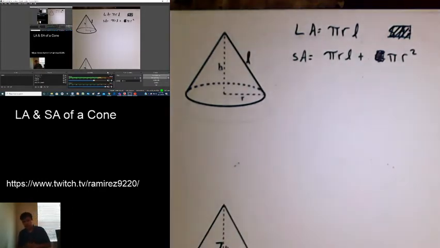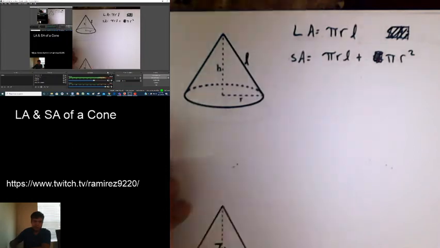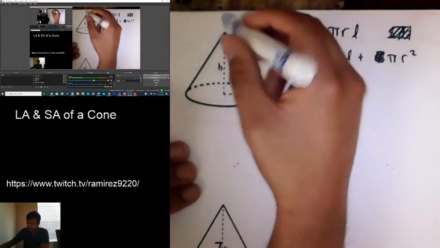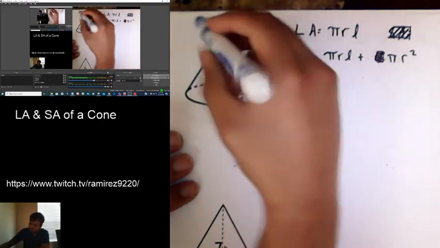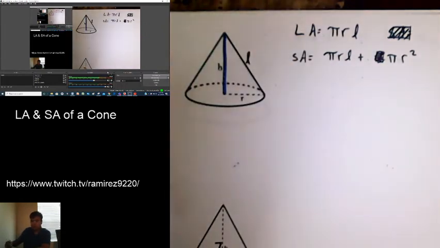Okay, so again, cones. Today we're going to talk about the surface area of a cone. We will talk both about the lateral area, which would be just the surrounding part, and the total surface area, which would include the base. Just like in a pyramid, we have here our height, which goes from the tip all the way down to the center of the base.